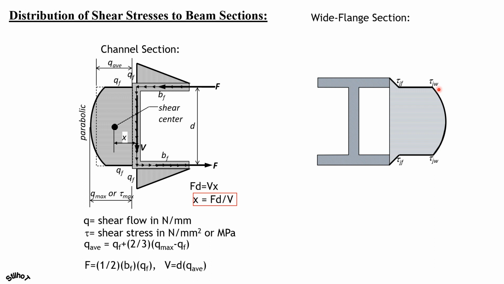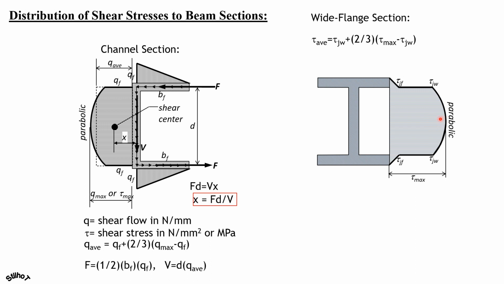Tau jw is also the minimum shear stress in the web, while tau max at the neutral axis is the maximum shear stress in the web. So again, this is parabolic for this portion. So this is tau max and tau average. Tau max is computed from the general formula VQ over Ib, where Q is the Q of the flange part plus the Q of half of the web part, about the neutral axis. So tau average again is tau jw plus 2/3 of this height in the parabolic portion.